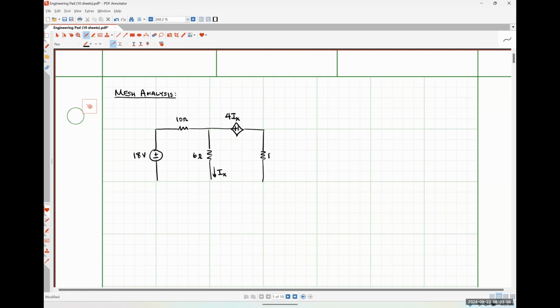Let's put ourselves a 15-ohm resistor here. Let's put an 8-ohm resistor up here. And lastly, let's throw another voltage source over here on the right, negative polarity on top, positive polarity on bottom. And let's make this guy 5 volts. And we now have a circuit.